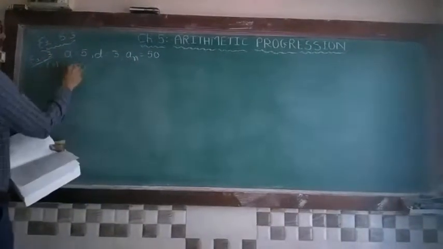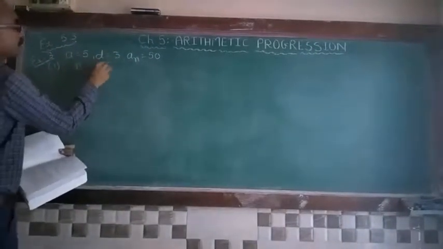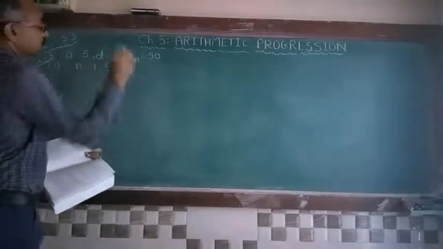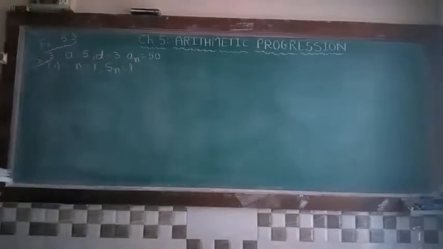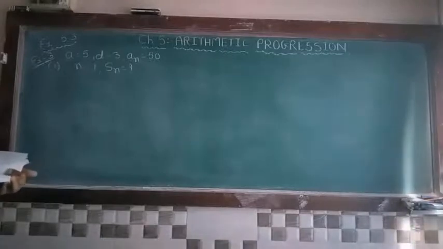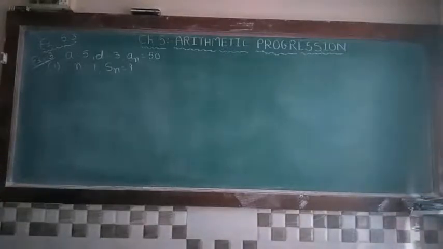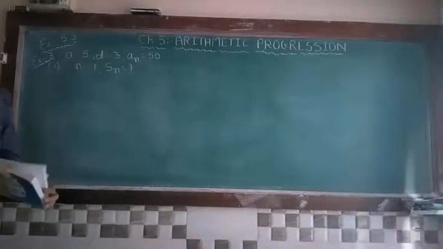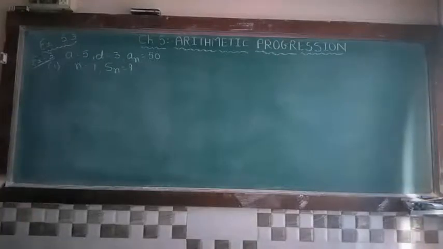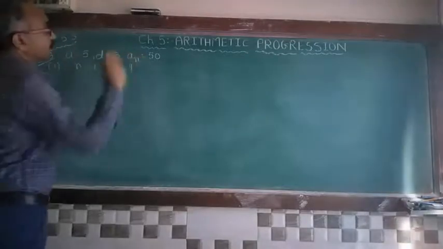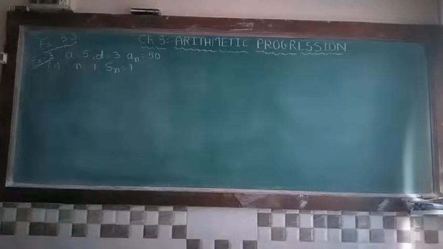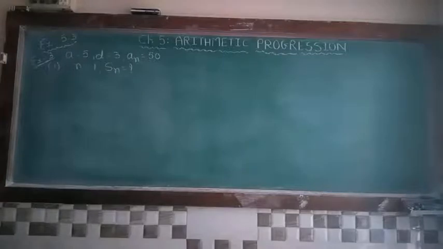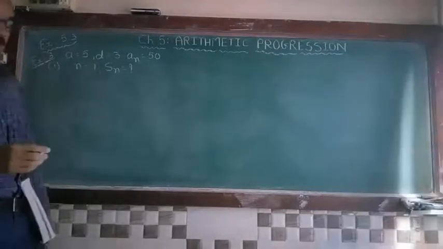Find n and Sn. That means you have to find the number of terms and the sum of the terms. See, the last term is given to you, an is equal to 50, but we don't know how many terms there are, or which term is 50 in the given AP.